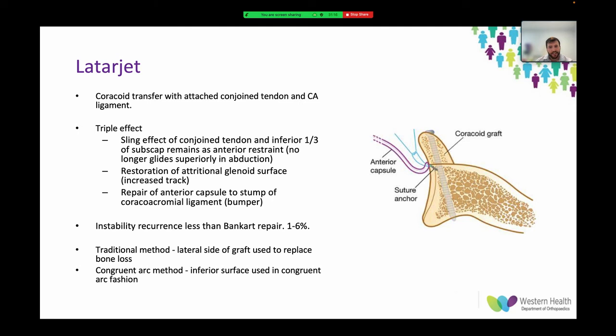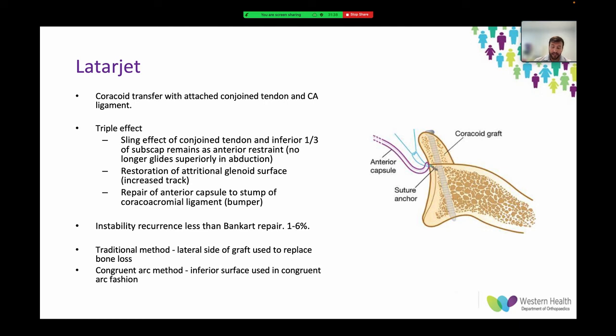Restoration of attritional glenoid surface is the easiest way to think about it. You're just putting a bony block out the front and increasing the glenoid track. And repair of the anterior capsule to a stump of the coracoacromial ligament is another bumper to this, not dislocating out the front anymore. Instability recurrence is less than a Bankart repair. It's about 1 to 6%.